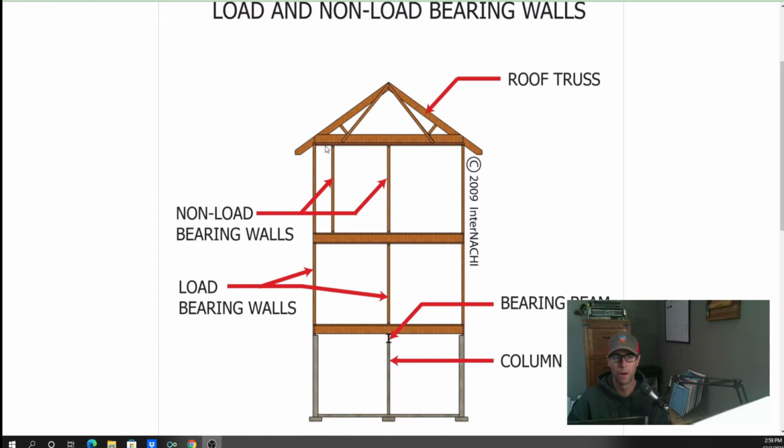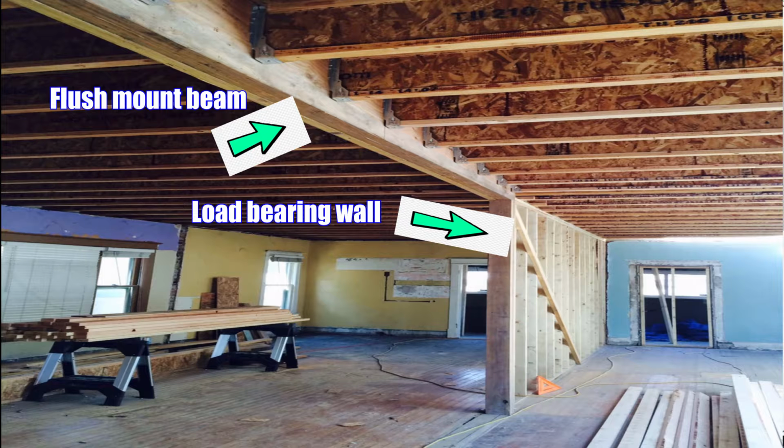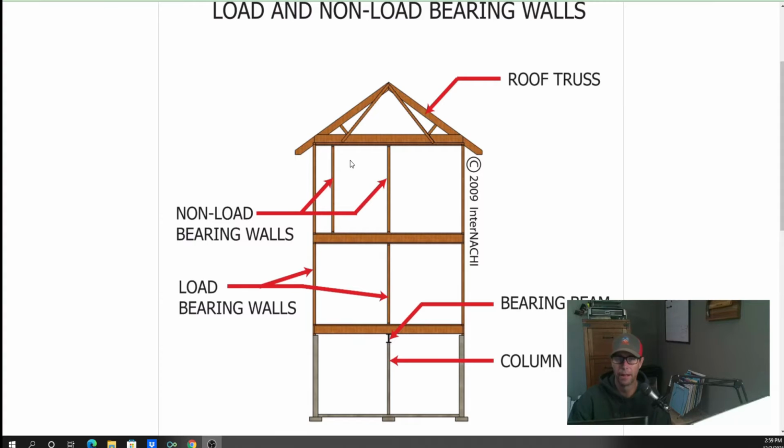So anything that's running parallel to the floor joists is most likely going to be non-load bearing. Anything running perpendicular to those floor joists, right, the direction that beam in the basement was running, is most likely going to be load bearing. All right, in this example, you're seeing something that's within a span that's showing non-load bearing. That's an example of something that would not be carrying load down, okay?